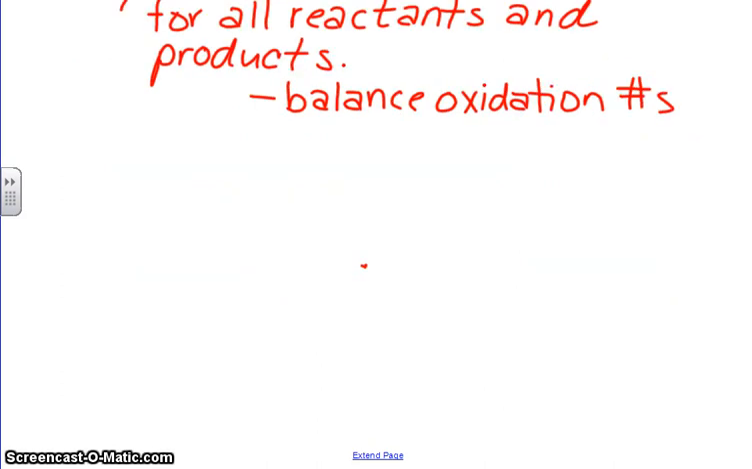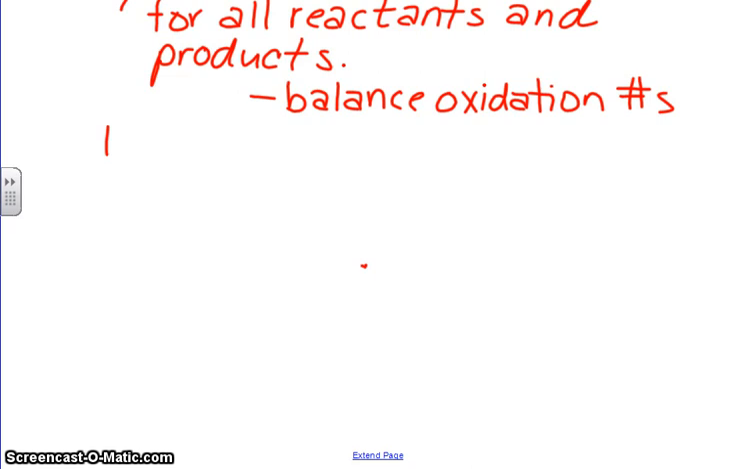Okay, so we need to balance the oxidation numbers. So we really need to pay attention to the VC gain and make sure that you have the proper balance of atoms, of elements, in your formula, okay?